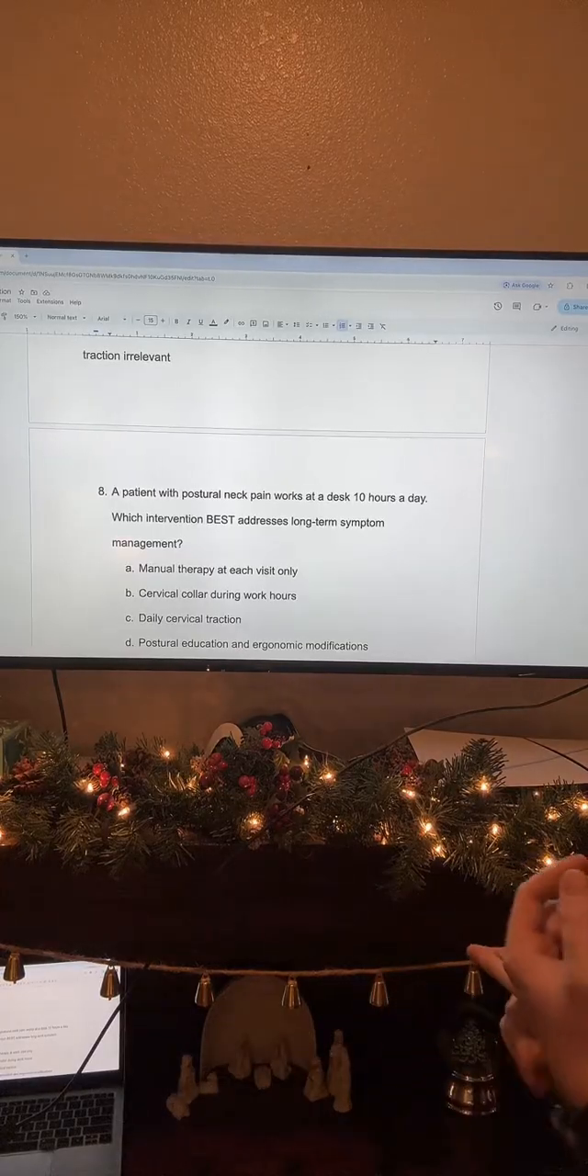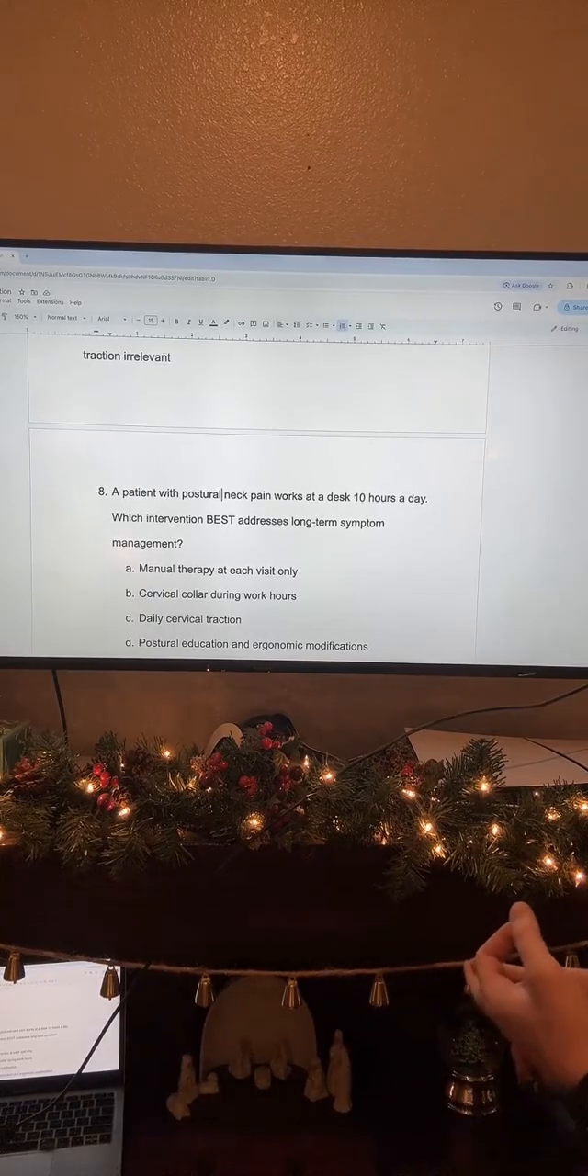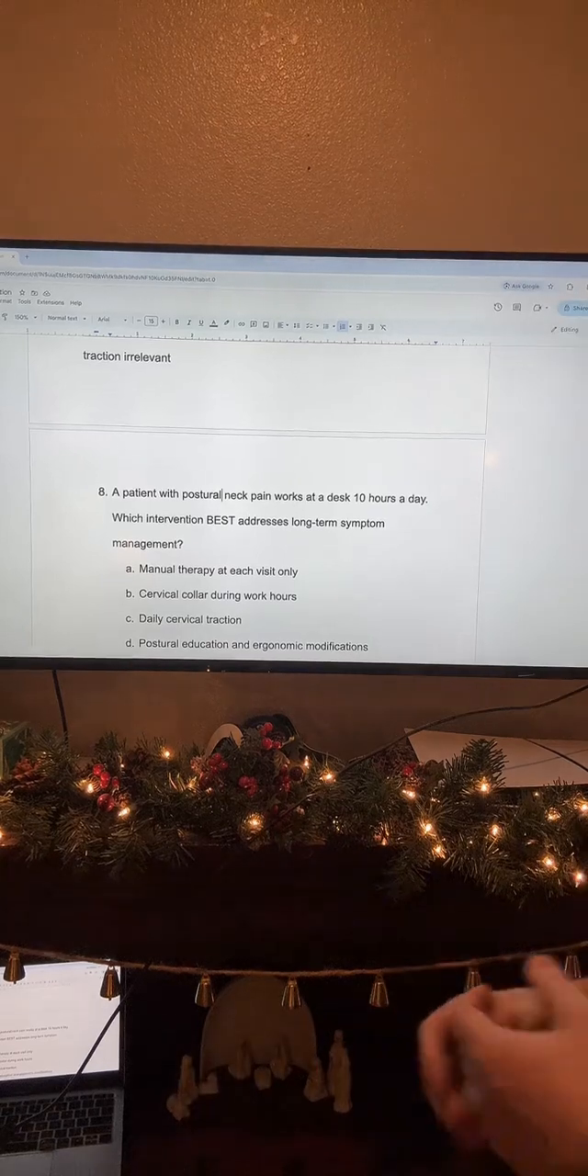A, manual therapy at each visit only. B, cervical collar during work hours. C, daily cervical traction. Or D, postural education and ergonomic modifications.